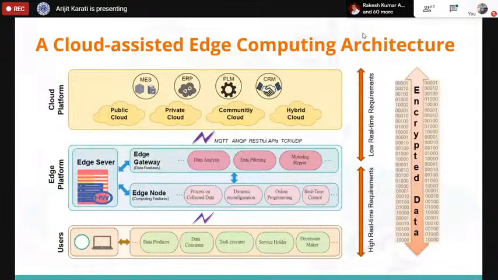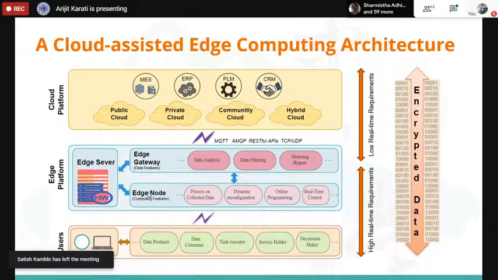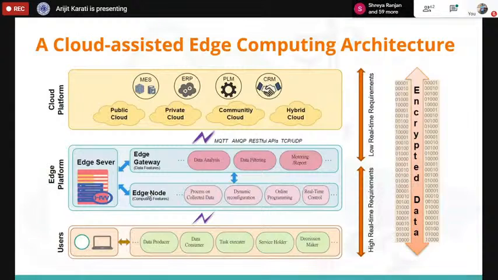And what is the benefit here? If we put an edge platform between the cloud platform and the user, then the analysis of which data are required to be transmitted to the cloud platform can be handled by the edge platform. In this edge platform, there are three different entities: the edge server, the edge gateway, and the edge nodes. So this is the basic overview of this architecture. Now let's see why encryption is required and what security challenges we have to consider in this kind of architecture.